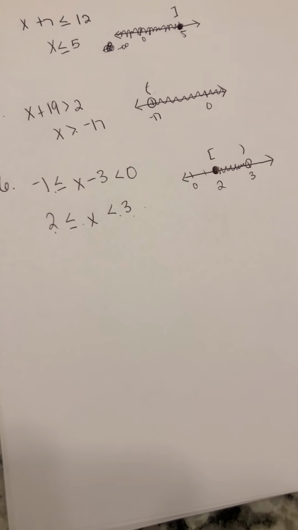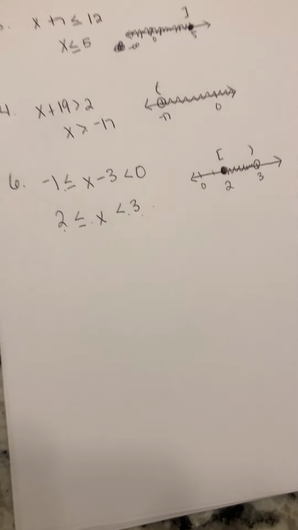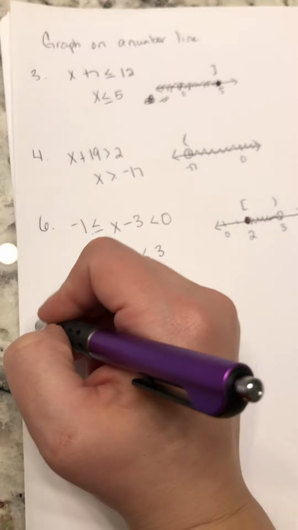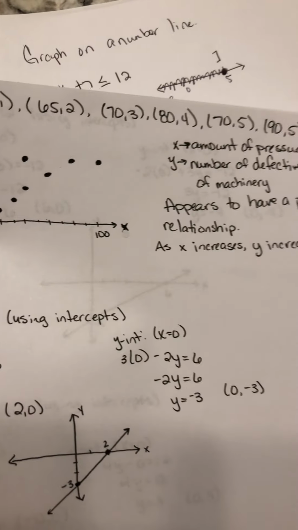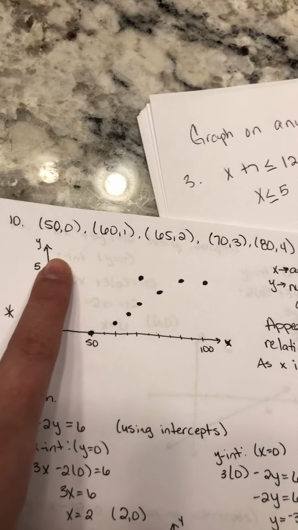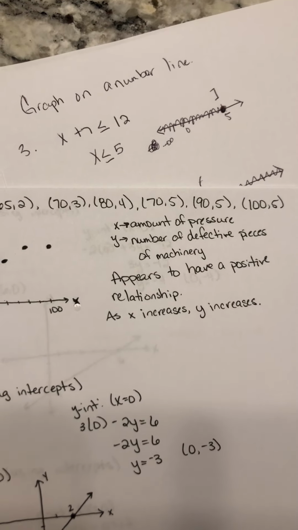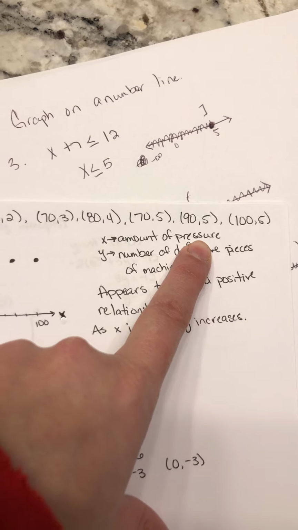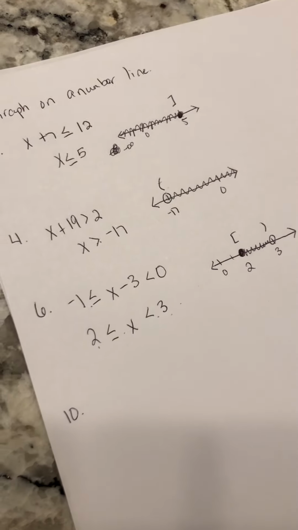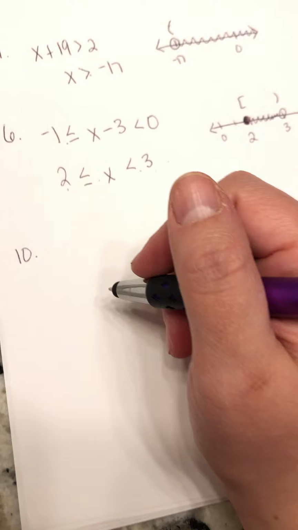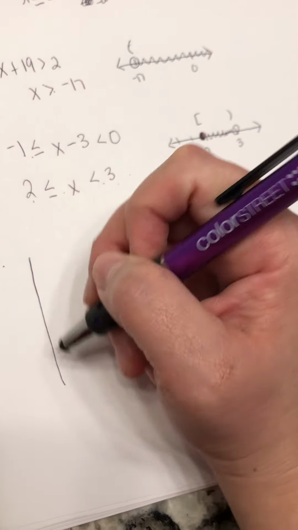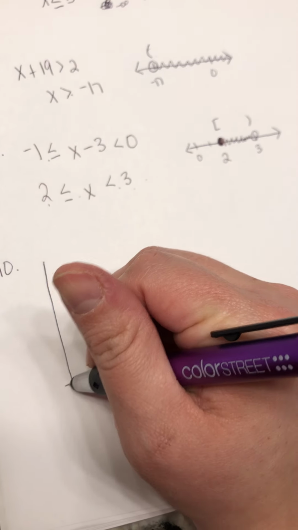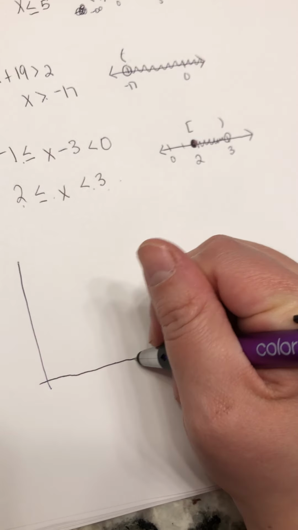So we're going to jump to number 10, I think. Yeah, number 10. And for this one, I'm not going to write it again since you have this here that you can do. You're going to plot these points and then determine if there's a relationship. X is the amount of pressure and Y is the number of defective pieces of machinery. So instead of me writing all that out and taking a long time, we're just going to plot it here. These are all positive, so we really only need the first quadrant for your graph.